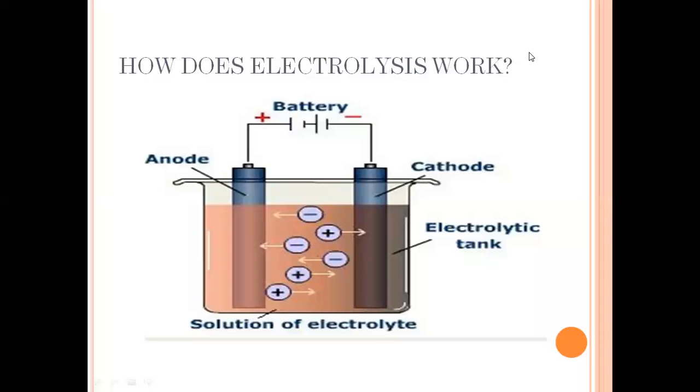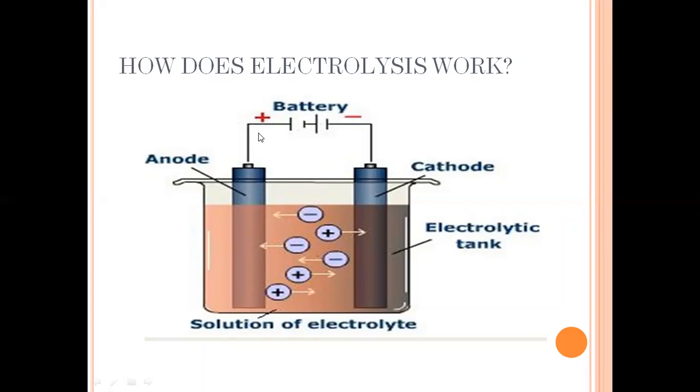So now we will discuss how electrolysis works. As we discussed the parts of the electrolytic cell, here is a battery, here are the electrodes and the electrolytic tank with an electrolyte. So what happens in this electrolysis? Actually, in this electrolyte, there are positive and negative ions or free electrons.